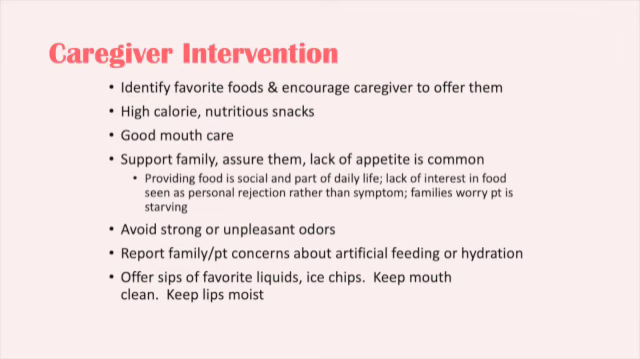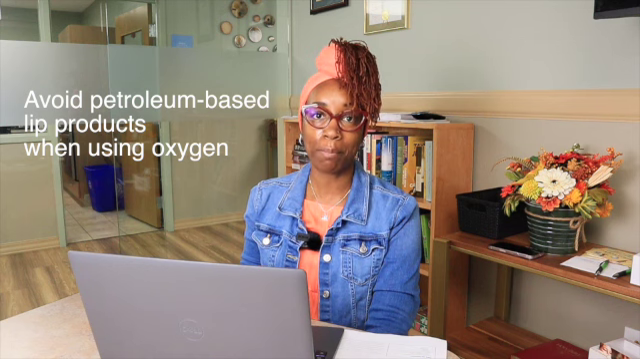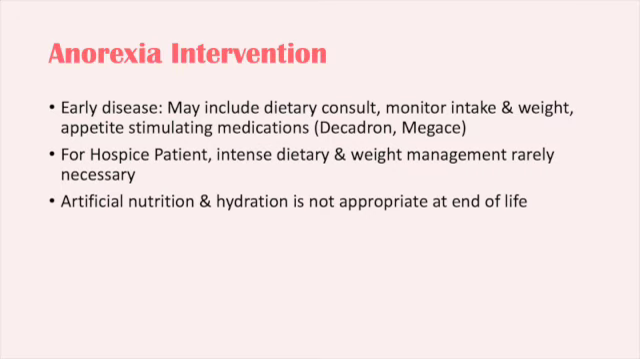Keep their mouth clean. We have a lot of the mouth swabs here that we can use, as well as the lip moisteners. If they're using oxygen, just take heed that we don't want to use any petroleum-based lip balms or anything like that. That doesn't mix well with the oxygen. Early disease with anorexia may include dietary consult, or it may just mean that the hospice providers order something to help their appetite, such as Decadron, Megace.